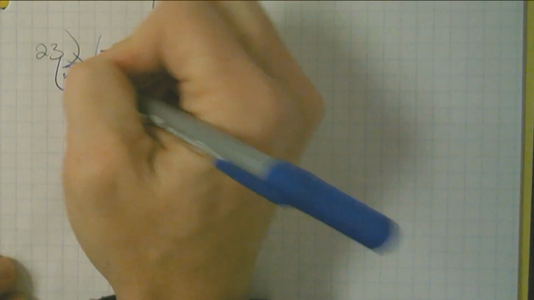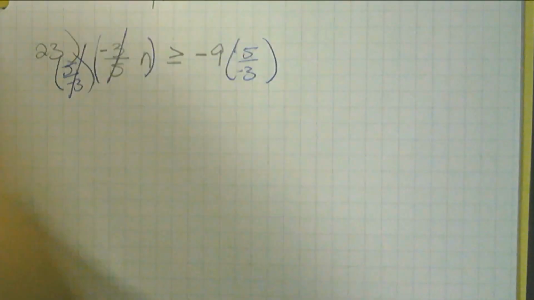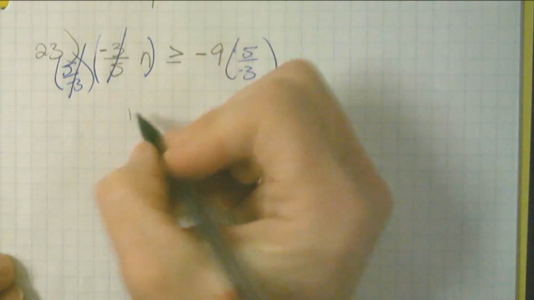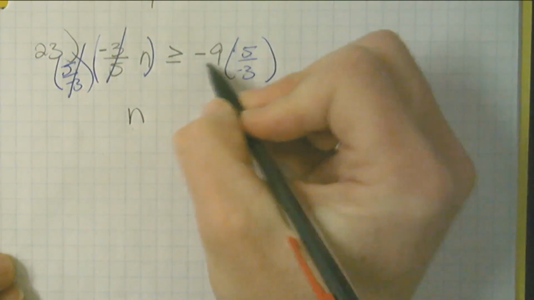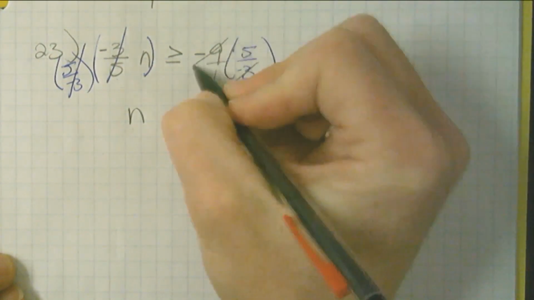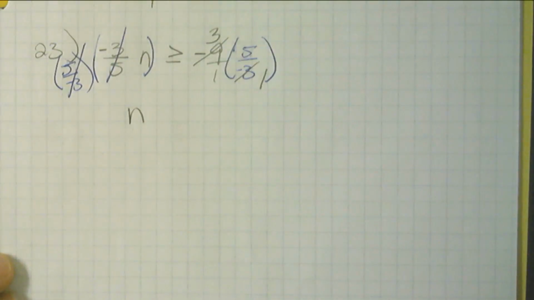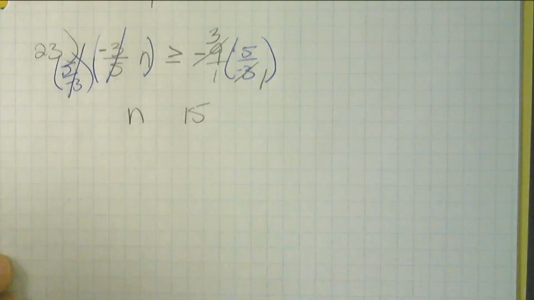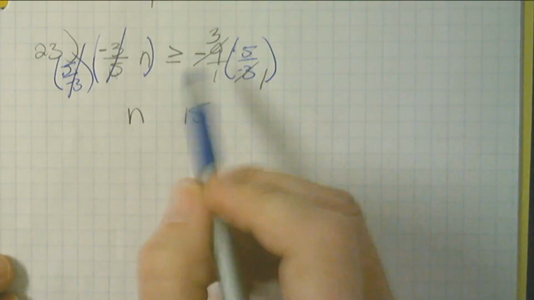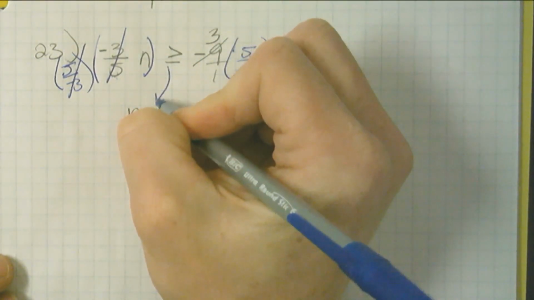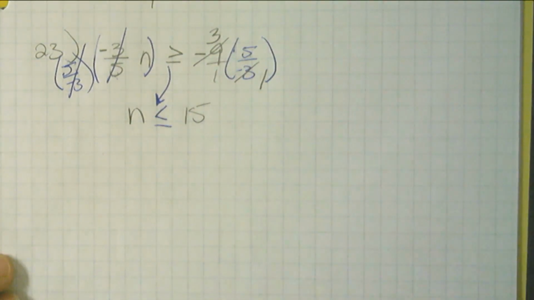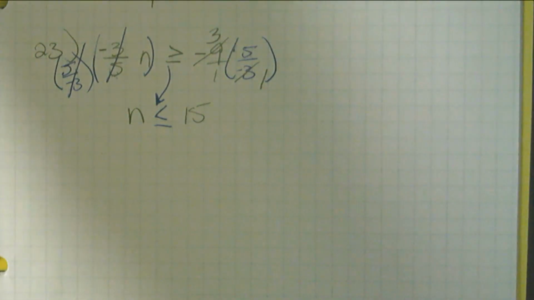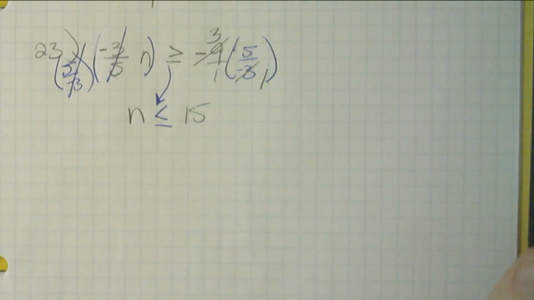When I do that, my 5/3, the coefficient, and its reciprocal cancel each other out, so I have an n. On the other side, my negative 3 divides out, and the negative 9 becomes a positive 3. So now I have 3 times 5, which is 15. Since this coefficient was negative, and I had to multiply by a negative number, I need to flip the inequality symbol. Okay? Are you cool with that? Okay. Questions on that one?